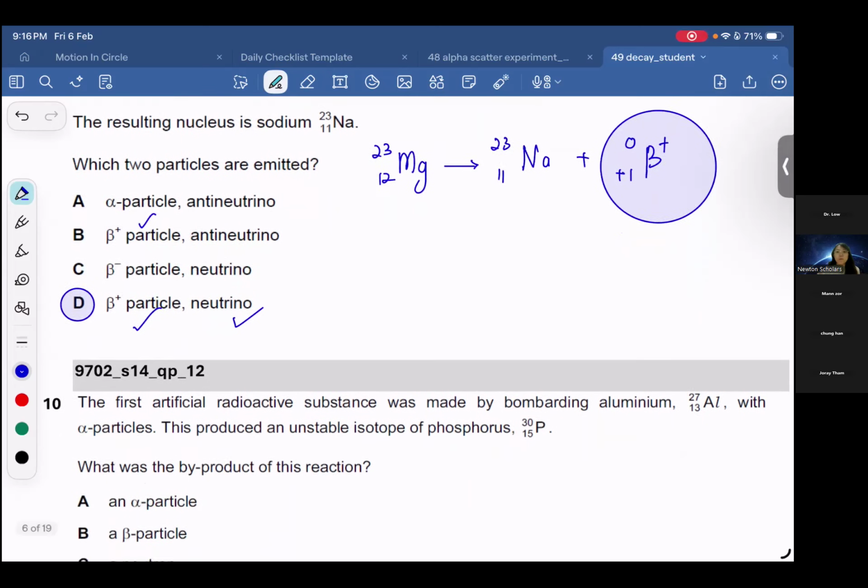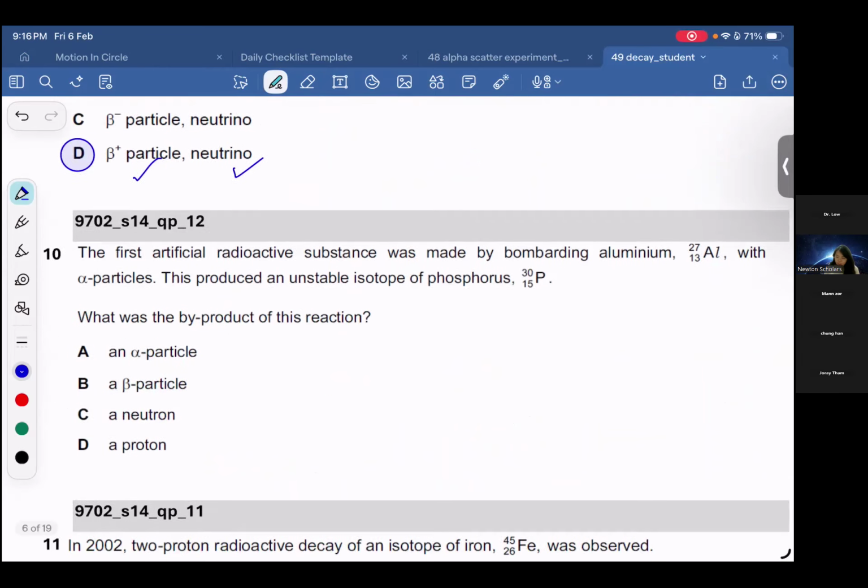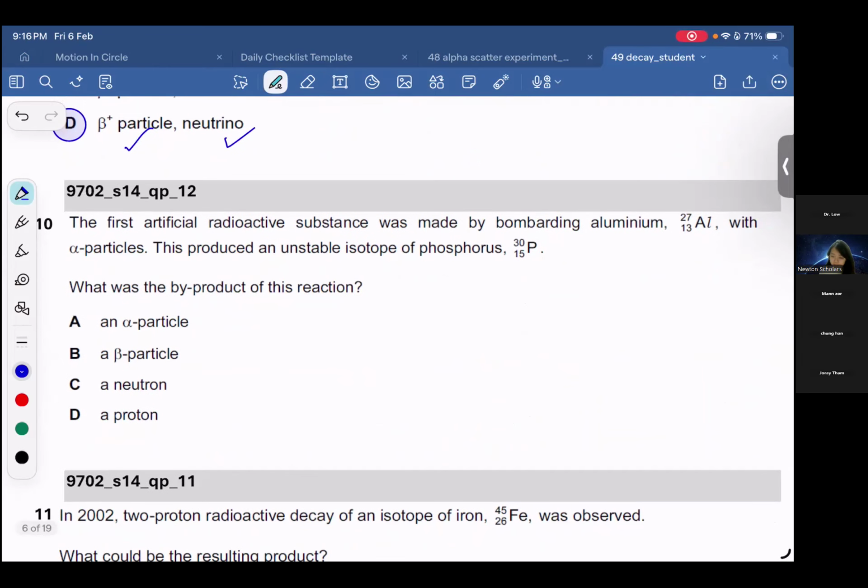Okay, so when we do partial questions, we understand what they want us to know. So this one is plus neutrino. Okay, question number 10. Continue. Can you try and then tell me what was the byproduct of the reaction?